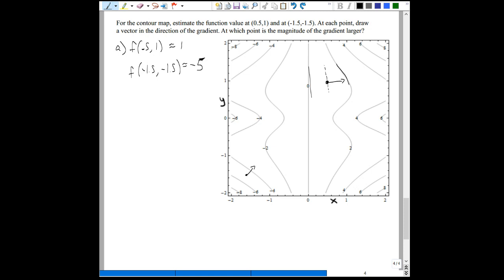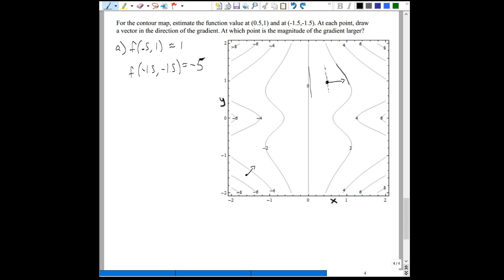Next, at which point is the magnitude of the gradient larger? Well, what do we know about the magnitude of the gradient? It is the magnitude of the largest rate of change. Well, how can we estimate rates of change from a contour map? In particular, when will rates of change be larger? When will they be smaller? Well, contour lines tell us what the values are, so we're going to be increasing in value the closer the contour lines are to each other.